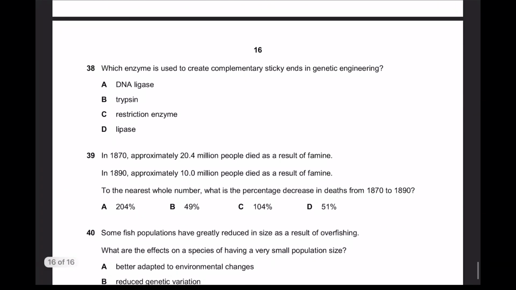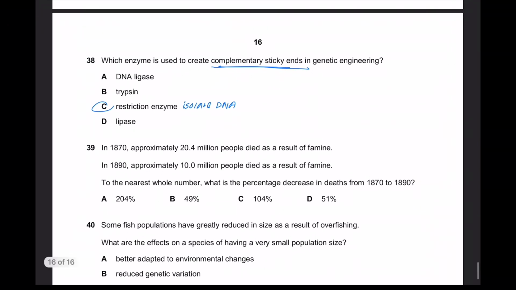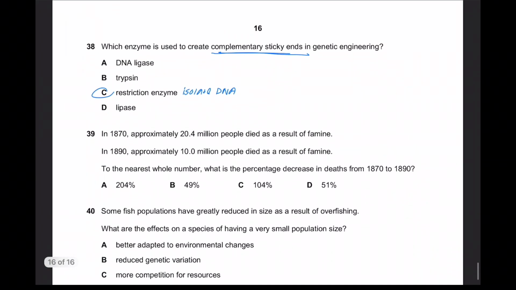Next question. Which enzyme is used to create complementary sticky ends in genetic engineering? That would be your restriction enzyme, which helps to isolate the DNA, forming complementary sticky ends. The DNA ligase is an enzyme that catalyzes the formation of the recombinant plasmid. So the answer for this question would be C.